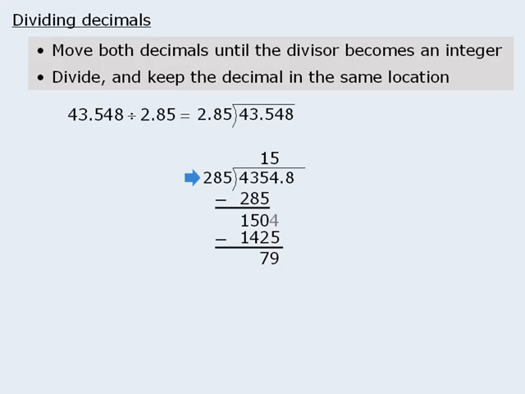From here, we'll drop this 8 down and continue. 285 divides into 798 2 times, and 285 times 2 gives us 570, which we subtract to get 228. At this point, we must continue to divide until we are left with no remainder. So let's add a 0 to the end of this number and then drop it down here. Next, 285 divides into 2280 8 times, and 8 times 285 gives us 2280, which we subtract to get 0.